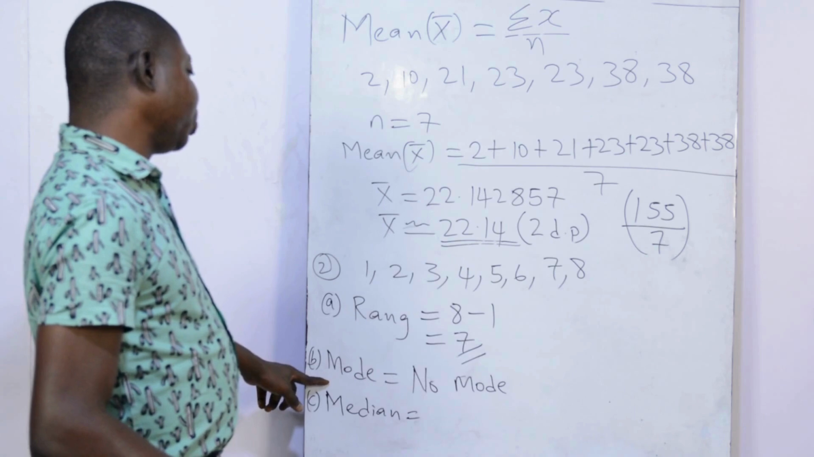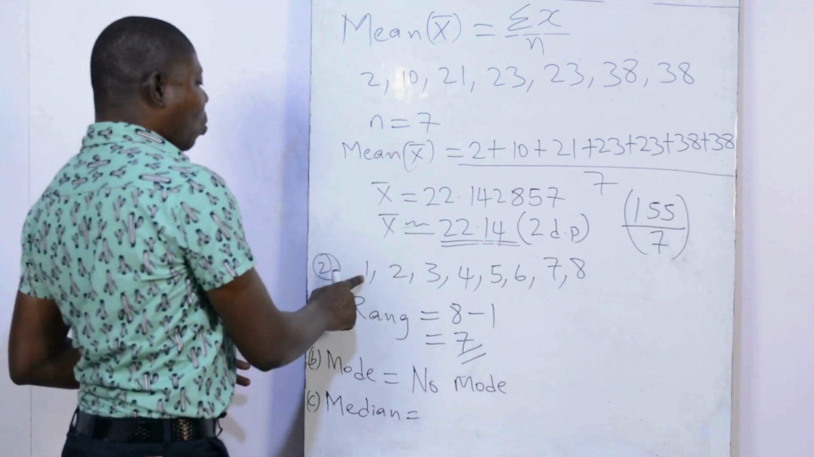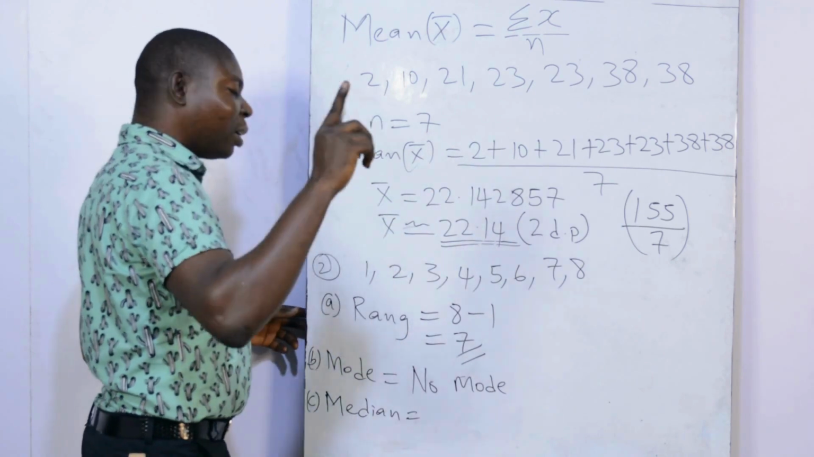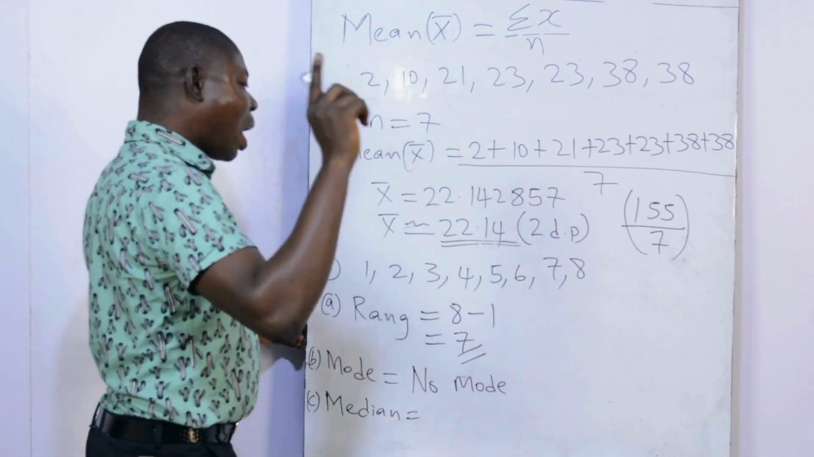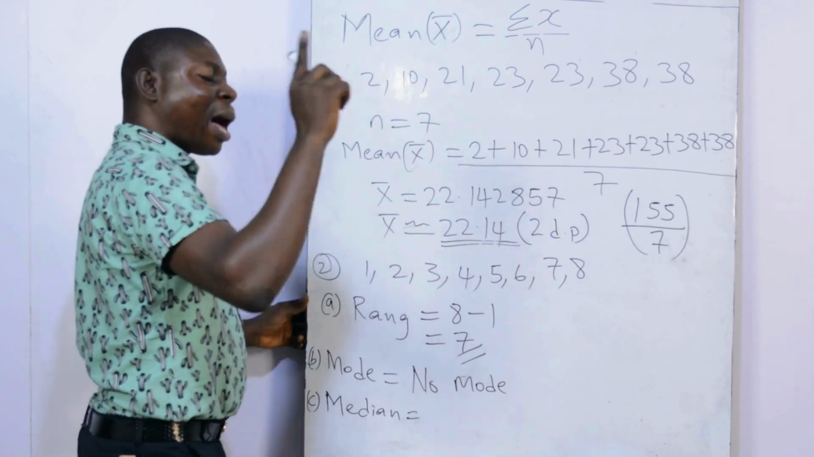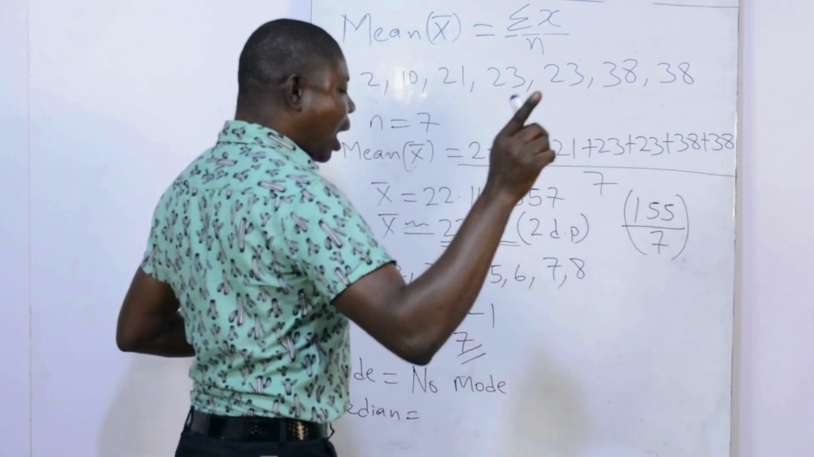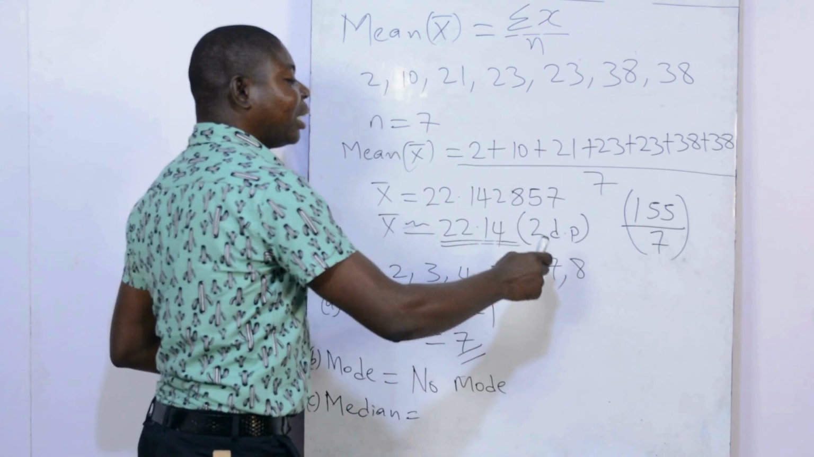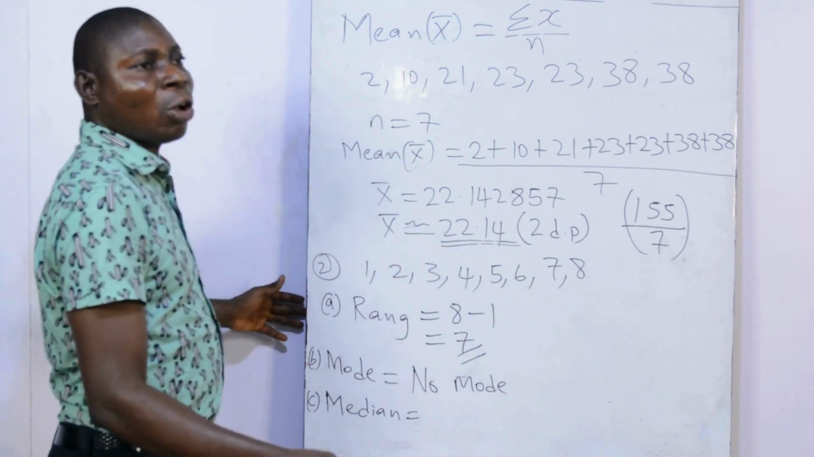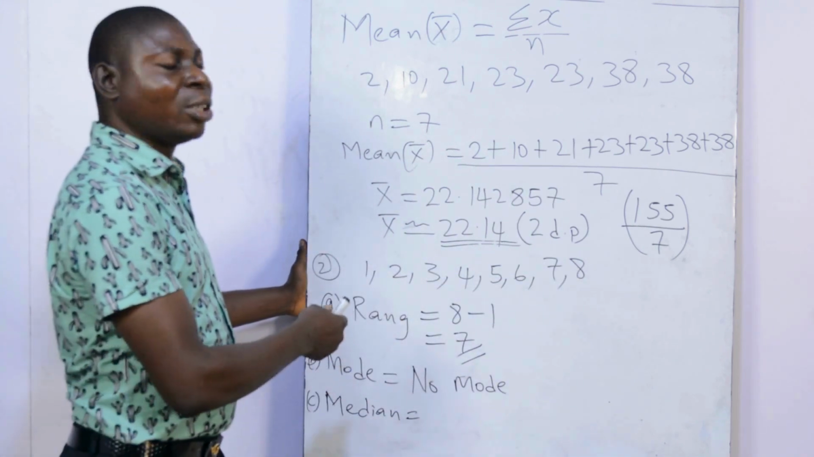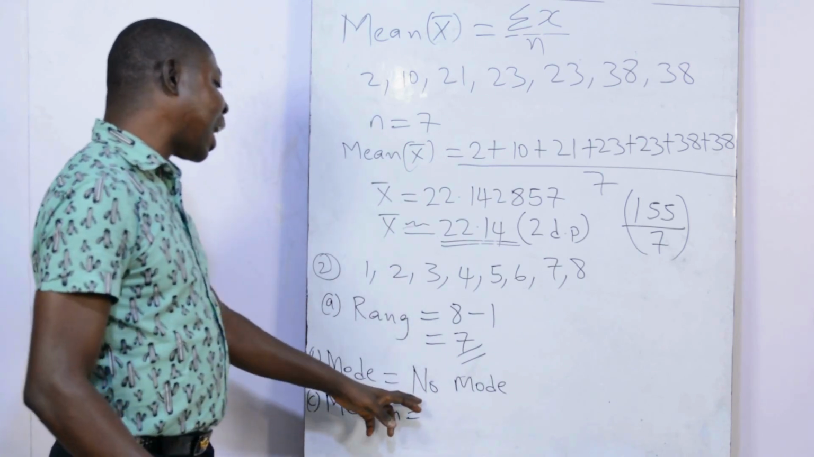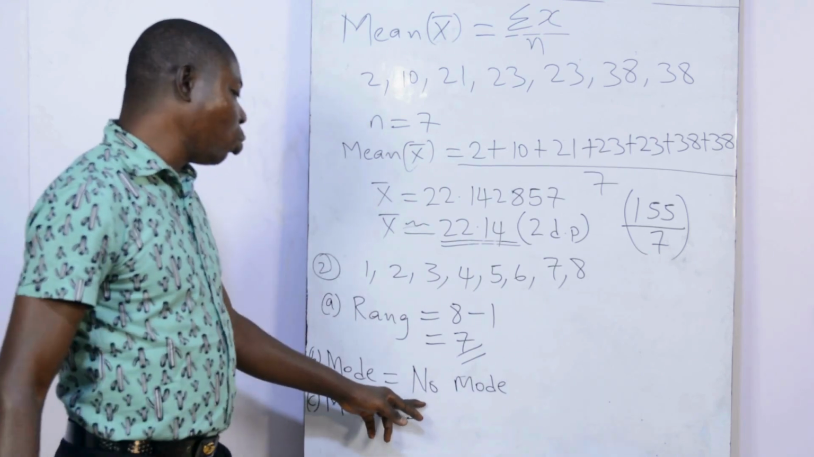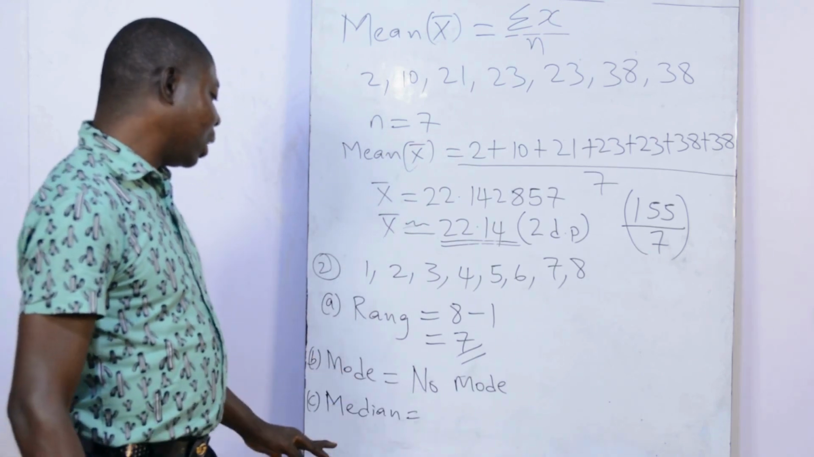Now for mode, you can see 1 occurs once, 2 occurs once, 3 occurs once, 4 occurs once, 5 occurs once, 6 occurs once, 7 occurs once, 8 occurs once. So if they ask you what is the mode of this one, your answer is no mode, because they are all equal.